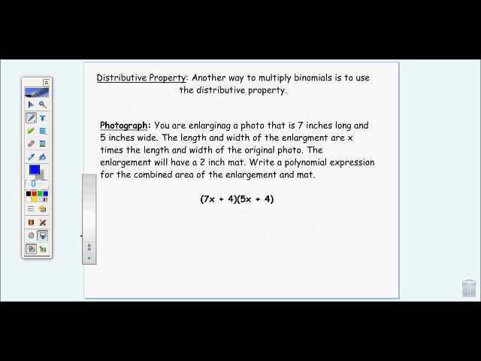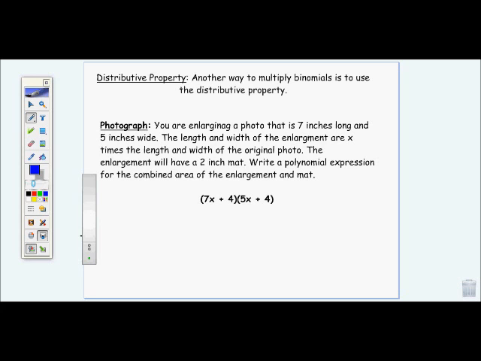I have another example for this one, and this one is a story problem using the distributive method. You are enlarging a photo that is 7 inches long and 5 inches wide. The length and width of the enlargement are x times, we don't know how many times, the length and width of the original photo. So it could be 2 times as big or 10 times as big. The enlargement will have a 2-inch mat. So we want to write a polynomial expression for the combined area of the enlargement.